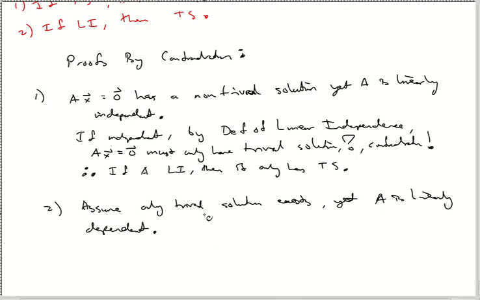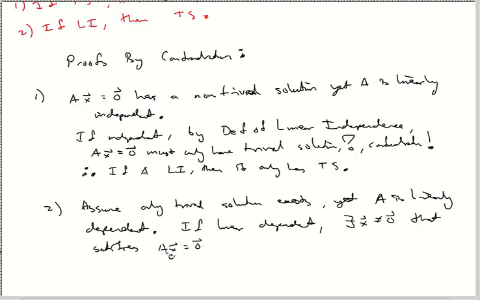There's no other solutions that work for this AX equals 0. If linearly dependent, there exists some x vector not equal to 0 that satisfies my AX equal to 0. And I guess you can say my nullity is more than 0 or something like that. There exists some other x that's not equal to 0 because linearly dependent that should still make this happen.